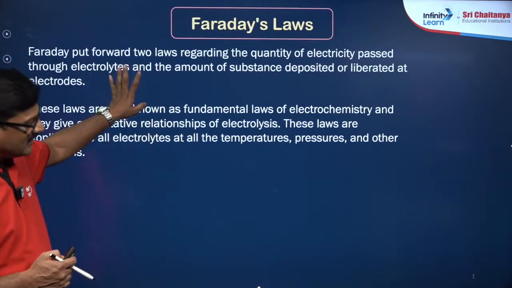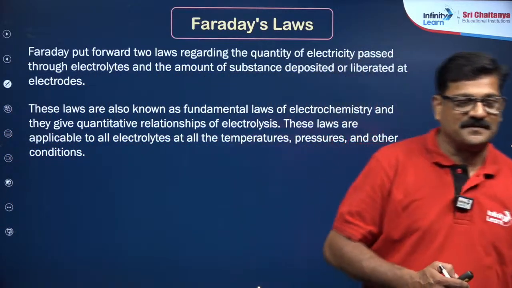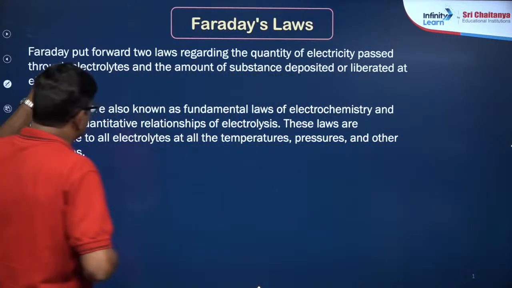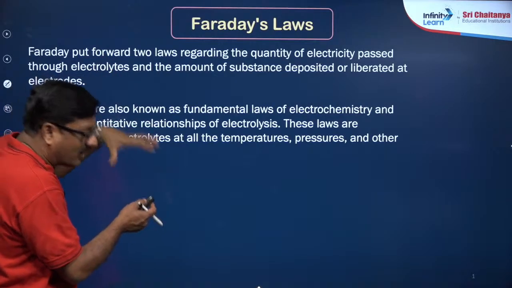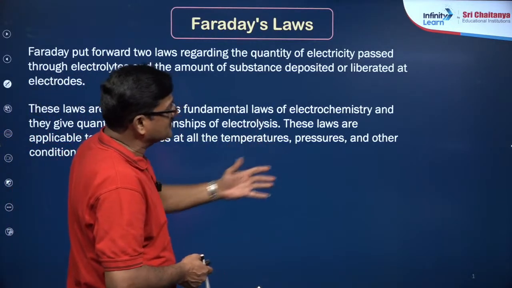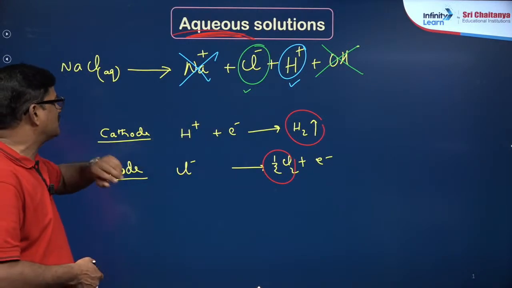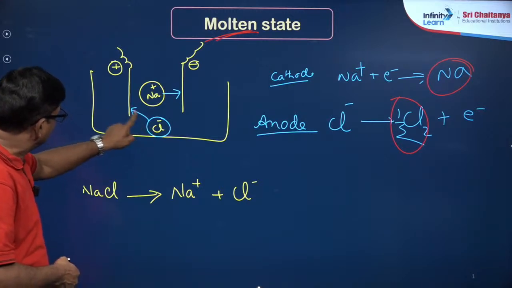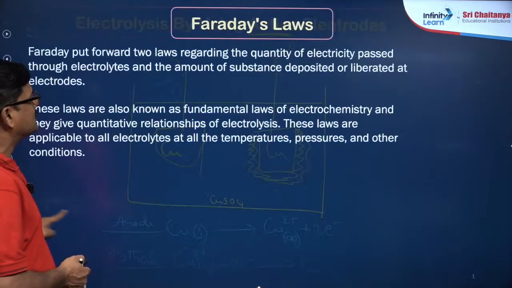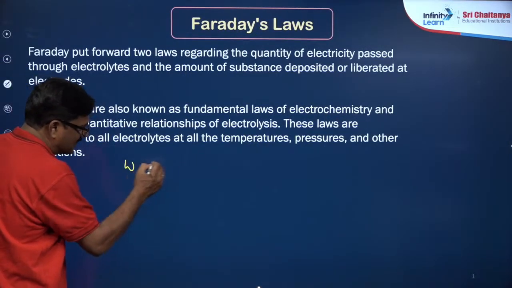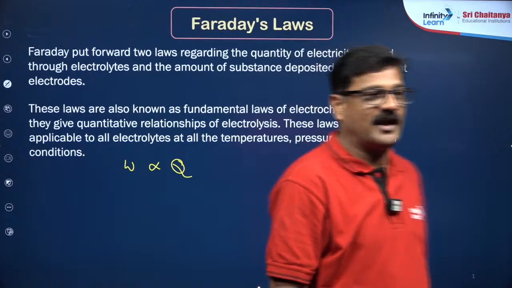First, Faraday gave the laws of electrochemistry, Faraday's first law and Faraday's second law. Faraday's first law says, when you pass electric current or charge into the electrolyte, the amount of substance deposited, here chlorine is depositing, here hydrogen is depositing, depends on how much current you are passing. That is, the mass of the substance deposited is directly proportional to the quantity of charge passed through the electrolyte.